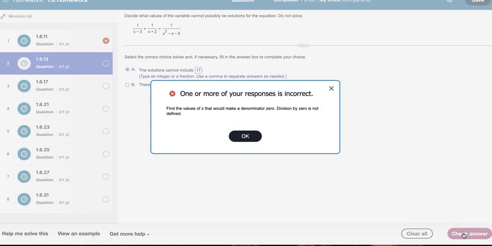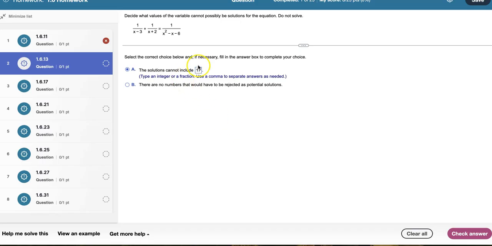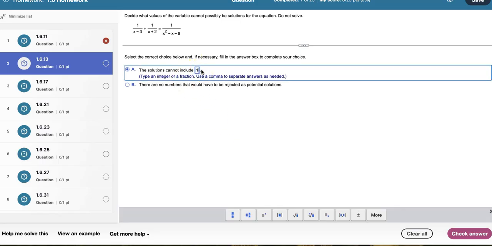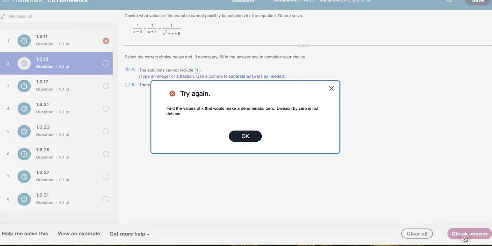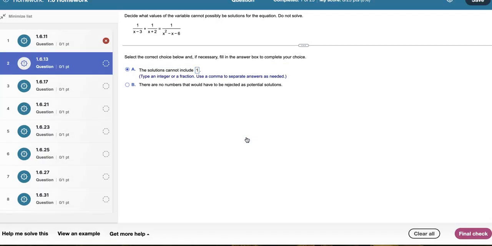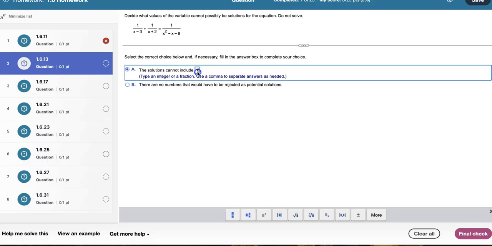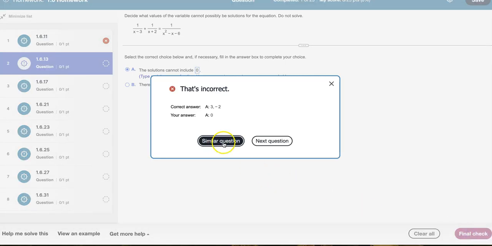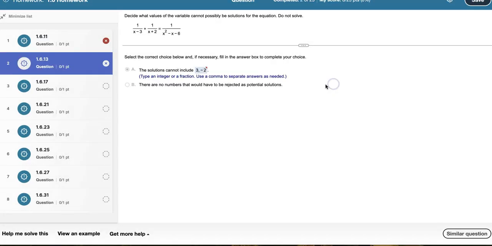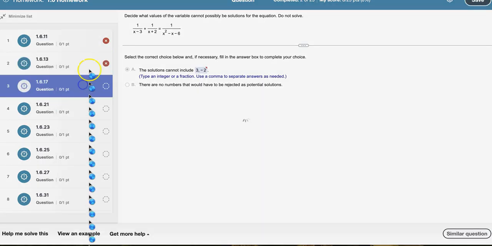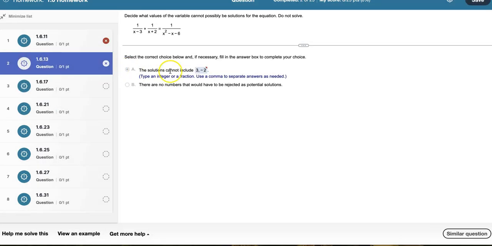Let me check that answer, and it's going to tell me it doesn't work, and then it'll give me another chance. I'm going to get it wrong again. And then it's going to give me a final check, a third and final option. So I'm just going to get it wrong a third time. And you're going to notice that I got it wrong, and I'm going to get a red X over here. If I go back to that question, okay, it'll tell me what I answered and also what the correct answer was.